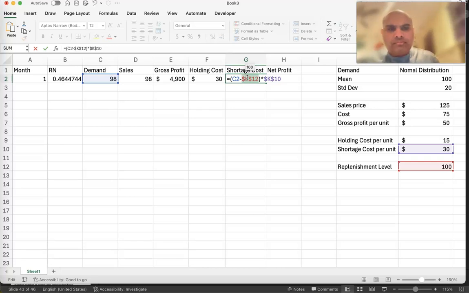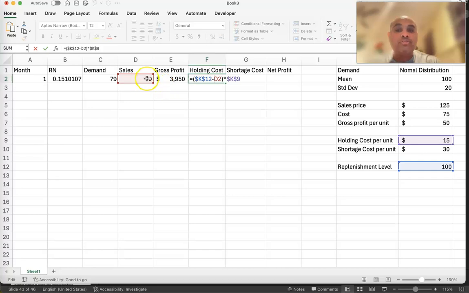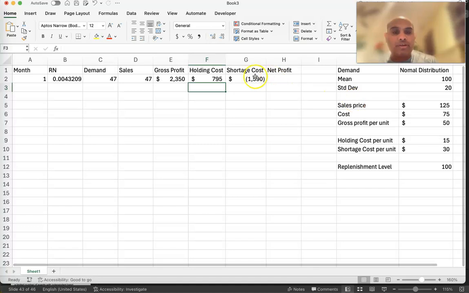Now, the only thing to keep in mind is that you cannot have a negative cost. You either have a cost or you don't. We will never have that problem with the holding cost, because when you wrote the formula for the holding cost, we used sales, and sales already includes the fact that if demand is more than 100, you're just making sales of 100. So if you sell 100 units and the replenishment level is 100 units, you don't have any holding cost. So holding cost is easy, but with the shortage cost, we have to keep track of that.